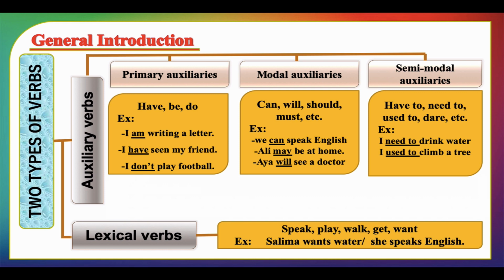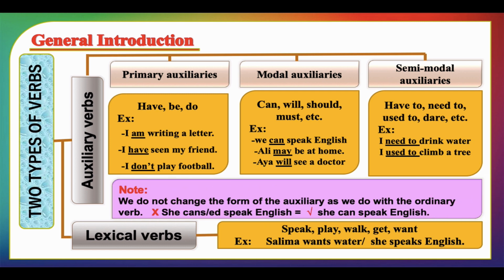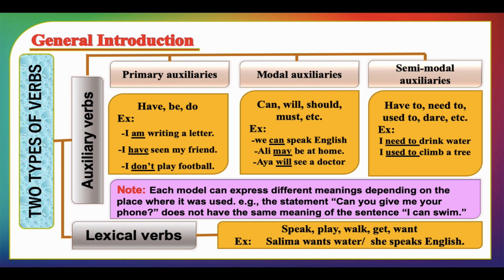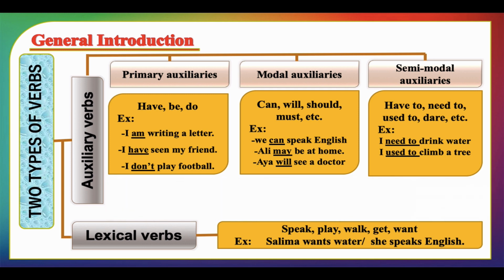But I have a remark to take into consideration while you are going through this course. The first, we don't change the form of auxiliaries as we do with ordinary verbs. For example, she cans or she canned. This is a mistake. And the correct is she can speak English. Another one is each modal can express different meanings, depending on the place where it is used. For example, the statement "Can you give me your phone?" does not have the same meaning as the sentence "I can swim."